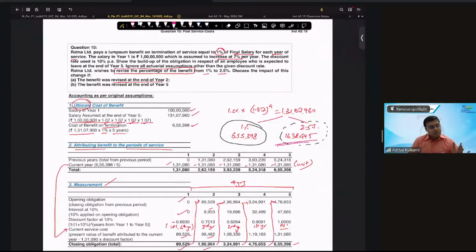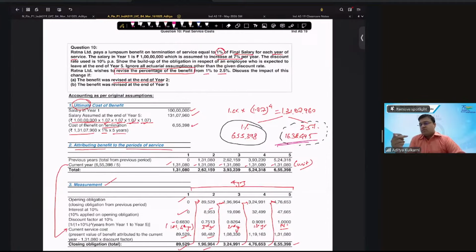There isn't. First year we did 1%. Second year onwards we are doing 2.5%. So what happens is between year 1 and year 2 there is a jump in your estimate. There is a jump in your plan. The plan which was earlier at 1% will now be compensated at 2.5%. This jump has happened because of a change in the plan, a modification in the plan.